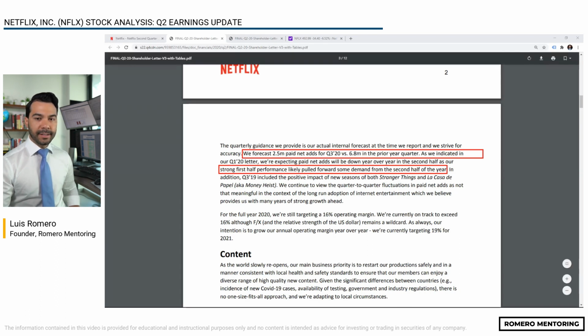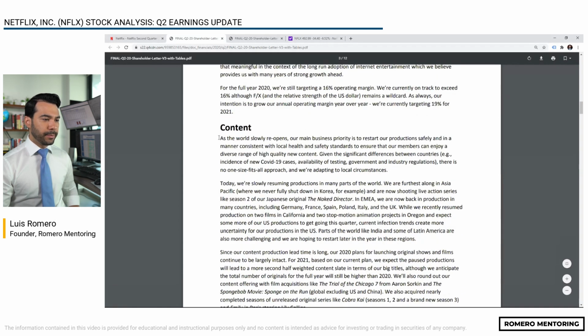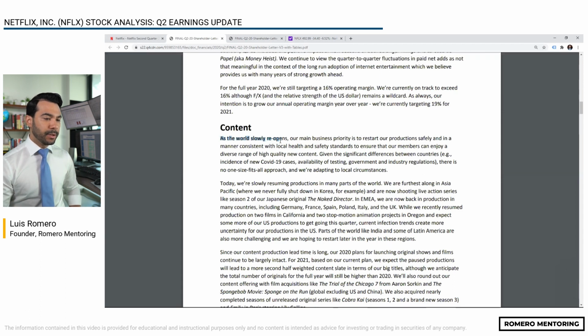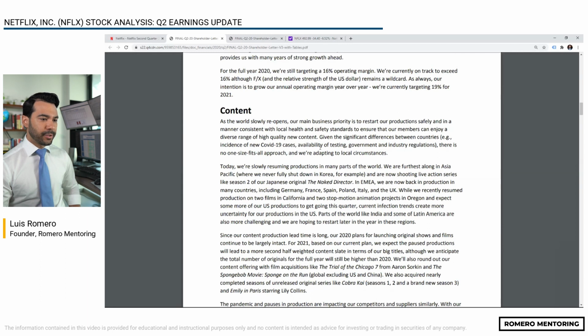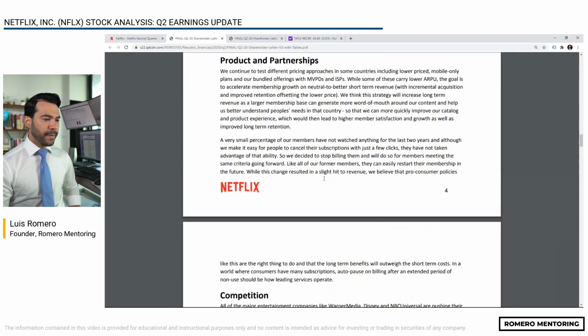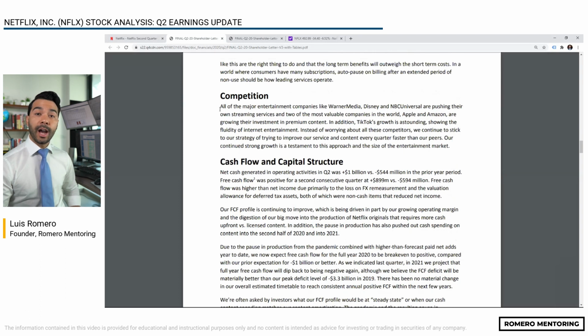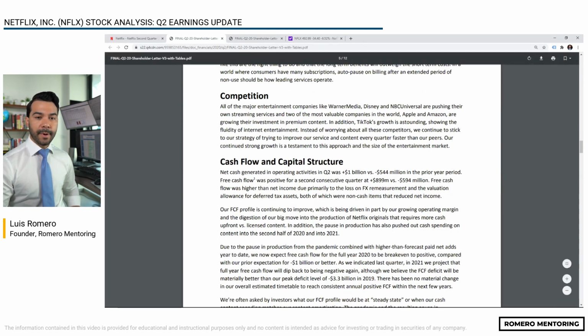Anything else in terms of content production? I know they were halted in Q1 and Q2, but now they're starting to reopen, so we're starting to see perhaps new content creation coming out of their production facilities. Okay, not much here. What about the financials? Okay, this is interesting, competition. Let's see what they're telling us about competition.